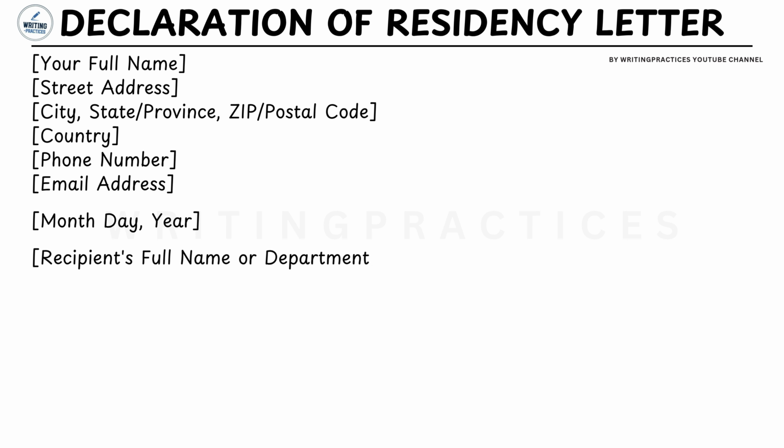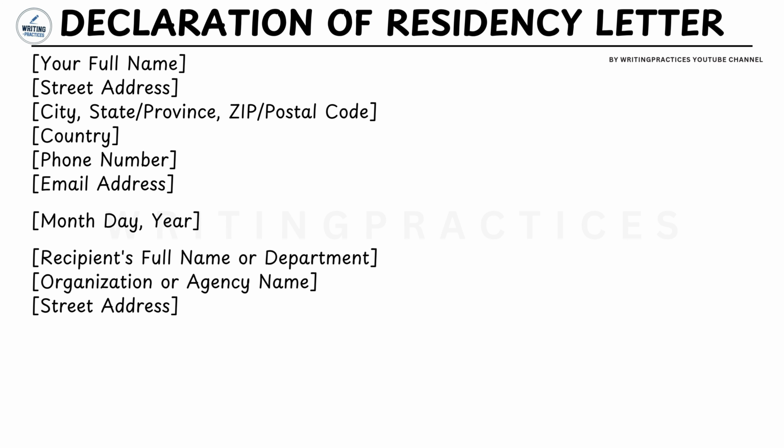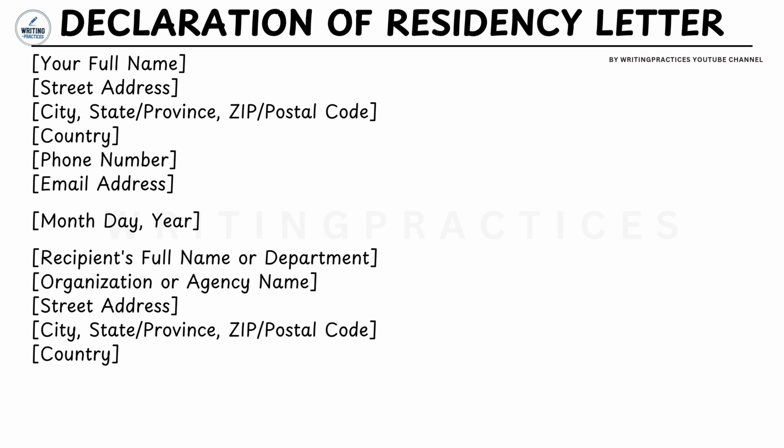For example, Admissions Office, Westbrook Community College, 950 College Avenue, Portland, Oregon 97204, United States. This directs your declaration to the appropriate person or department responsible for reviewing your residency information. Addressing the correct office helps ensure your letter is processed efficiently.